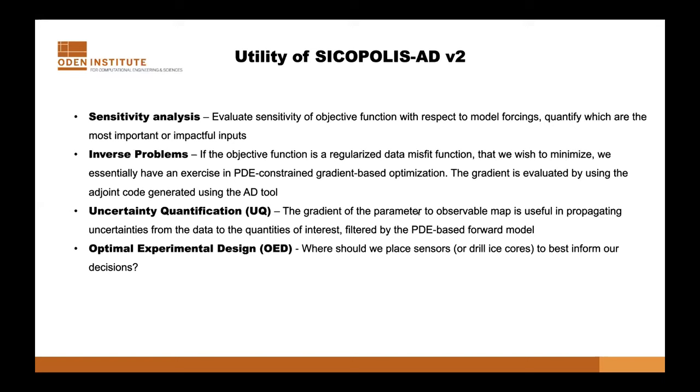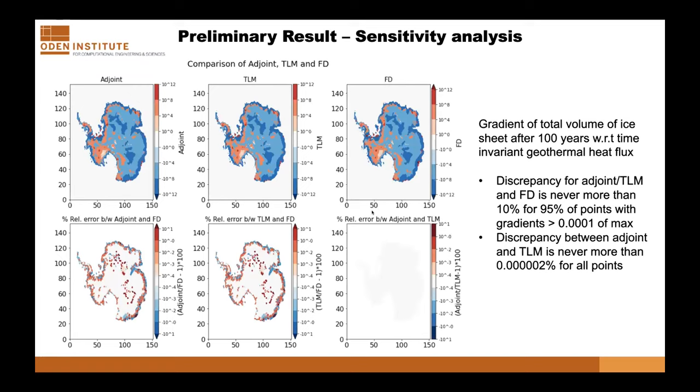So just to show some results, I'm showing the three different methods used for gradient calculation, and this plot shows that all three of them are essentially equivalent. The finite differences is the brute force. Adjoint is adjoint, and TLM means the tangent linear model, which means the linearized forward one. As you can see, the adjoint and the tangent linear model are almost identical to each other. The error is super small.